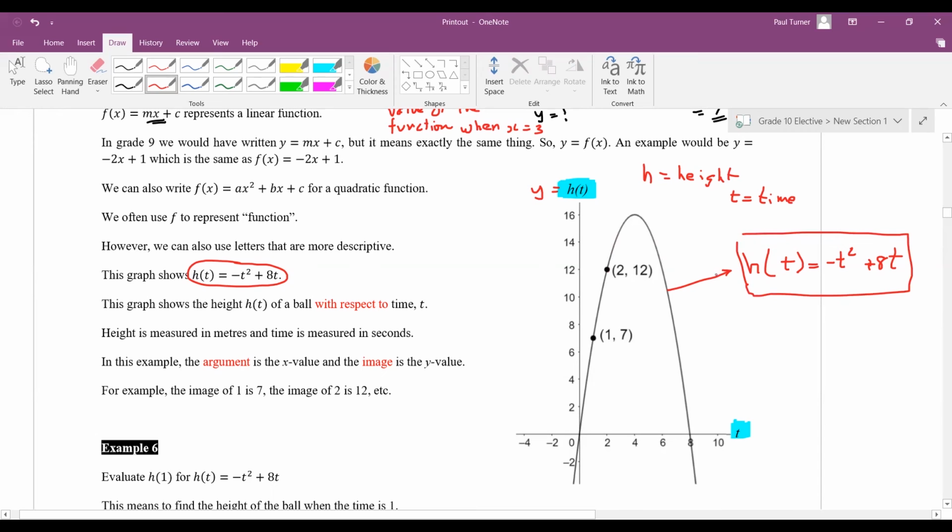So we would write that as height, like you might hear this spoken, height with respect to time. Height with respect to time. So that means if you're given a time value, we can calculate the height.